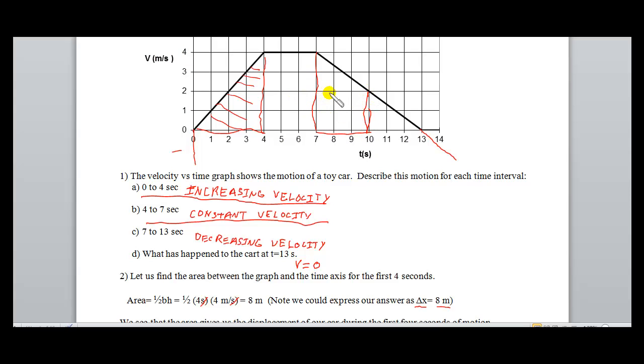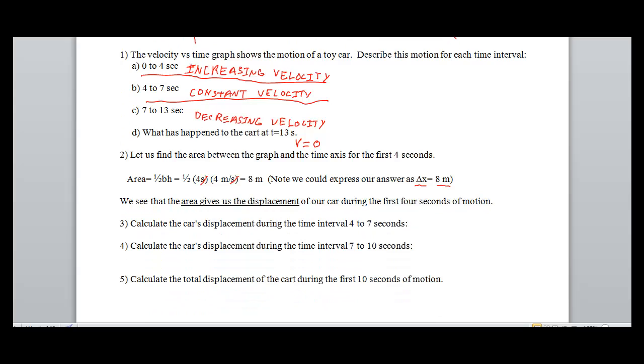Okay, and what we want to do is divide this up into a triangle in which we can find the area of that triangle using 1/2 base times height, and a rectangle. We can find the area of this rectangle, see, using the base times the height. And then when you sum those two quantities up, you will have found the displacement that this car attained between 7 and 10 seconds.